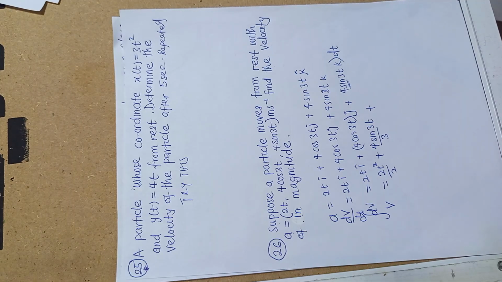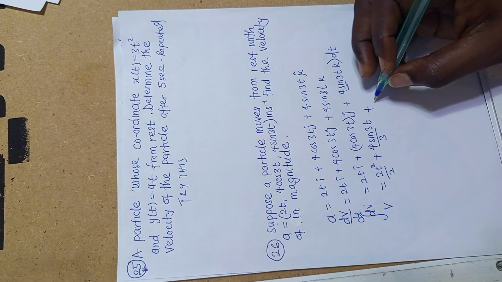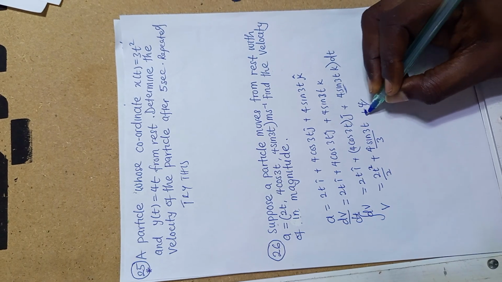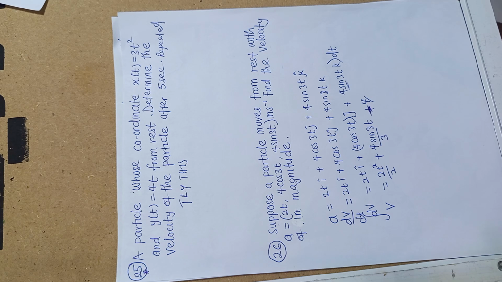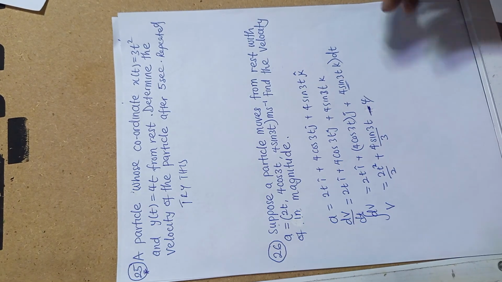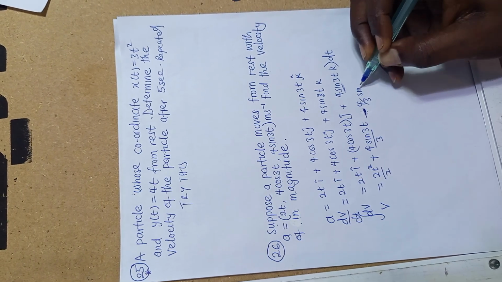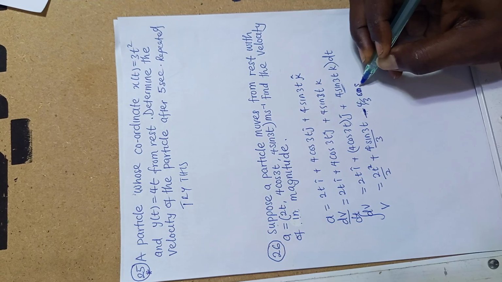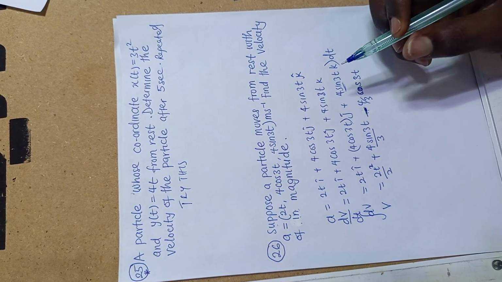then if you integrate this one, what do you have? If you differentiate sine, you are going to have cos. But if you integrate sine, you are going to have minus cos. Let's take note of that. Very, very important. Integrate cos, you have sine. If you integrate sine, you have minus cos. So minus 4/3 cos 3t. How do you do that?